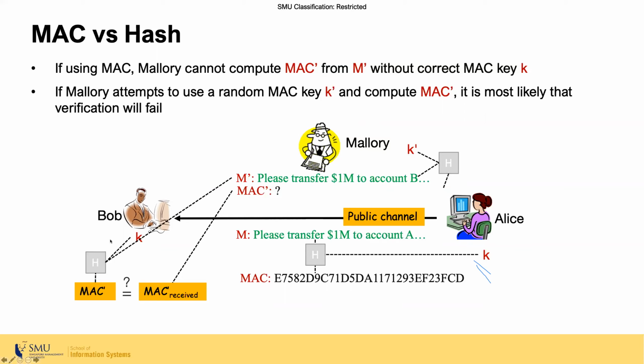So what will happen is when Bob receives the M prime and the MAC prime, he will use the same hash function, but he will also use the shared secret key, which is known only to Bob and Alice, and then compute the MAC value, and then compare against the MAC that he received. Of course, these two MAC values will not match because after all, Mallory didn't have the correct MAC key. Even though he could attempt to find a random MAC key and then use the key to compute MAC prime, it is very likely that the verification will fail.